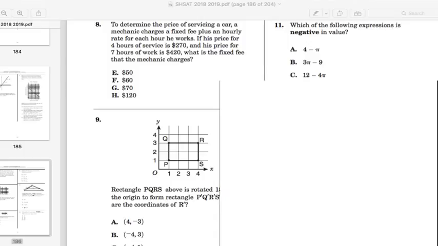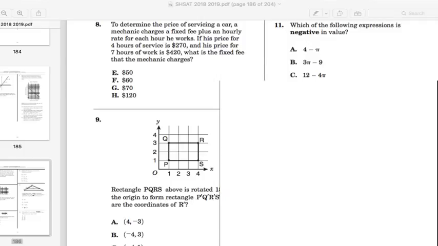So to determine the price of servicing a car, a mechanic charges a fixed fee plus an hourly rate for each hour he works. If his price for 4 hours of service is $270 and his price for 7 hours of work is $420, what is the fixed price fee? All right, so let me bring this up on my paper copy because I need to write some stuff on the whiteboard to make sense of this. In a lot of problems, there's more than one way to do this, so I want to show you both ways. And at the end of the day, they're actually equal. So let's just kind of force fit it.